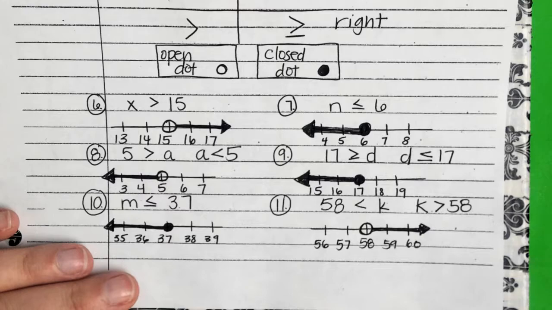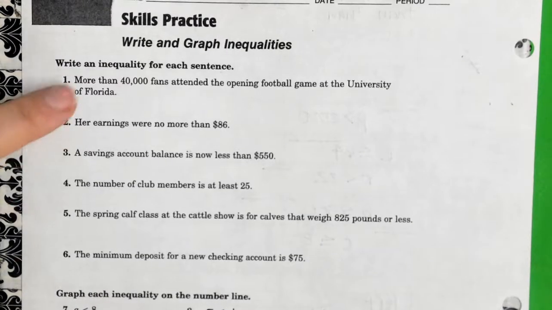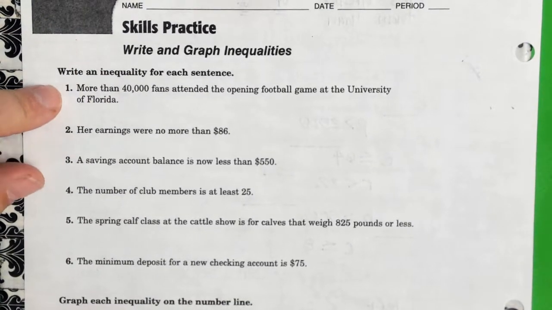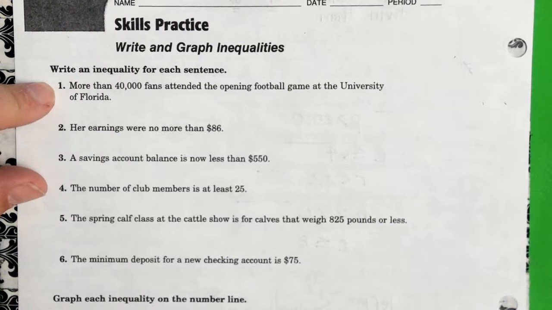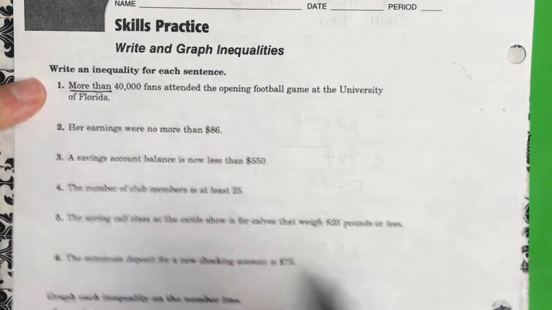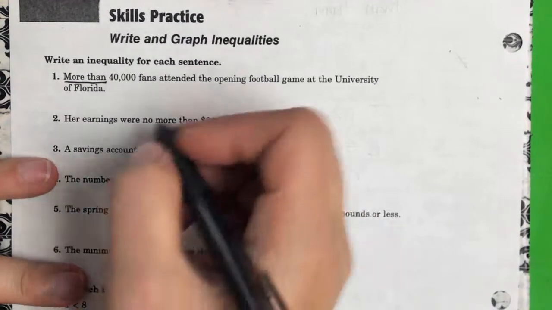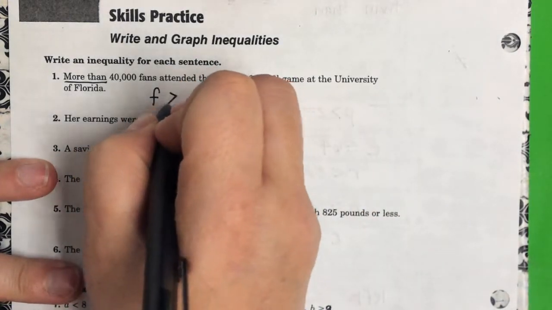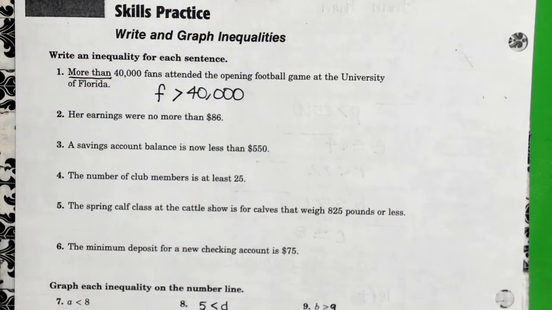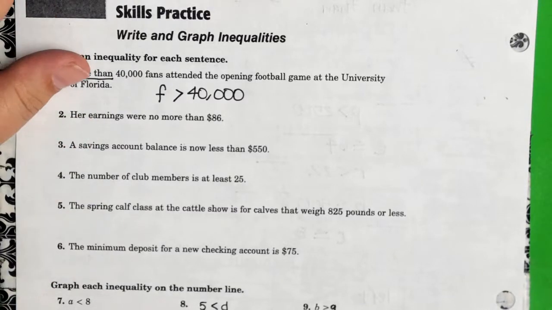All right, let's flip over to the back. So what you're doing here is what we did on the front. You're writing inequalities here, and then we're graphing. So let's do one of these together. More than 40,000 fans attended the opening football game at the University of Florida. What are my key words there? More than. What's a synonym for more than? Greater than. So we'll say fans were greater than 40,000. Did it equal 40,000? No. It's just greater than 40,000. So that's what you're doing on these, is you're writing an inequality. Okay?